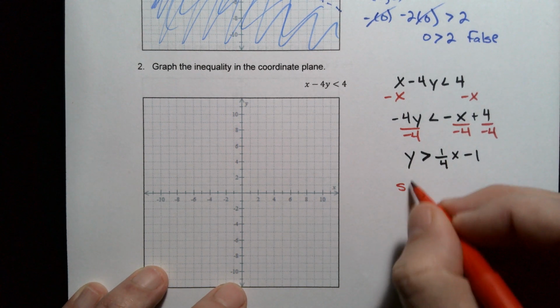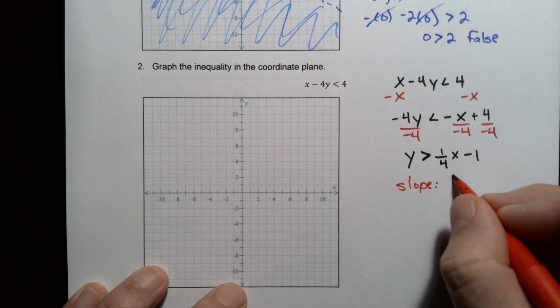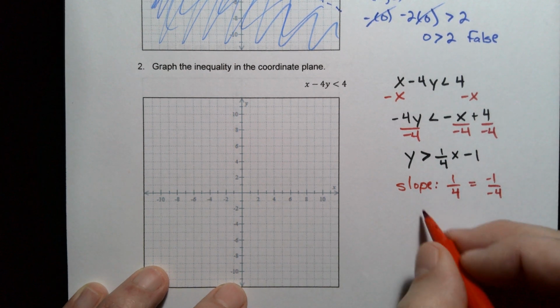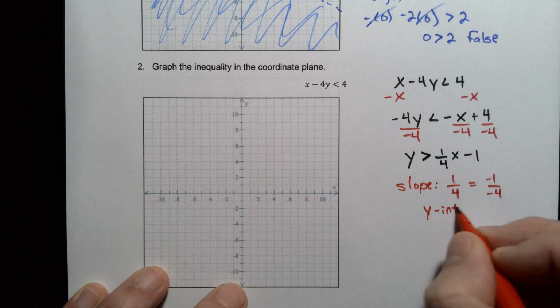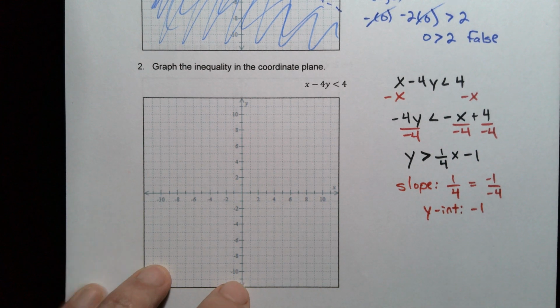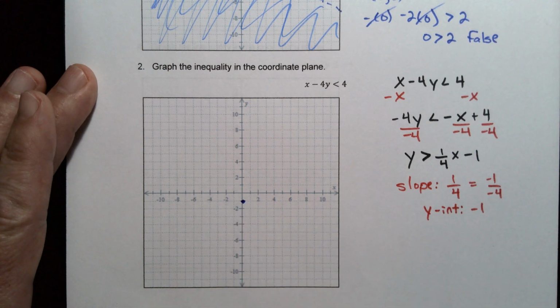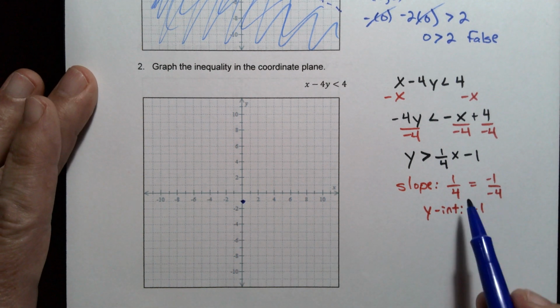So slope is equal to 1 over 4, or we could write it as negative 1 over negative 4. And y-intercept is negative 1. Okay, so let's go to negative 1 on the y-axis. That's right here. Plot a point. And then let's use the slope.